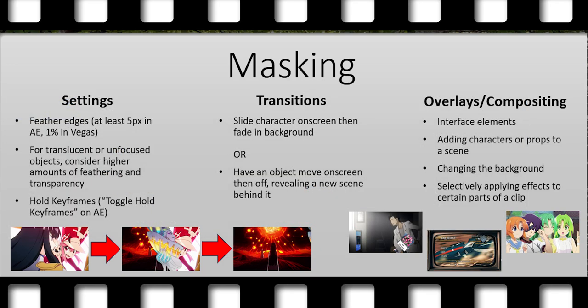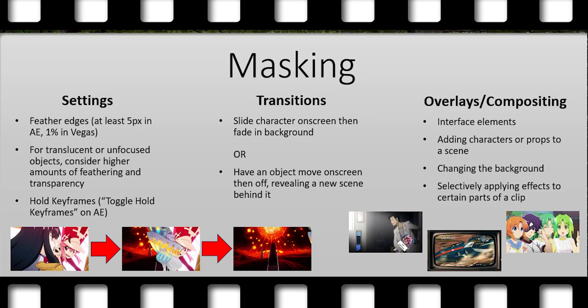When masking a translucent object, you might want to make the mask layer partly translucent as well, so that you can see through it. Similarly, when you're going around the edges of an object that is indistinct or out of focus, those edges are going to be a little fuzzier, and you might want to increase the feathering. As opposed to, say, 5 pixels of feather in After Effects, you might want to go 10, 15, something like that.